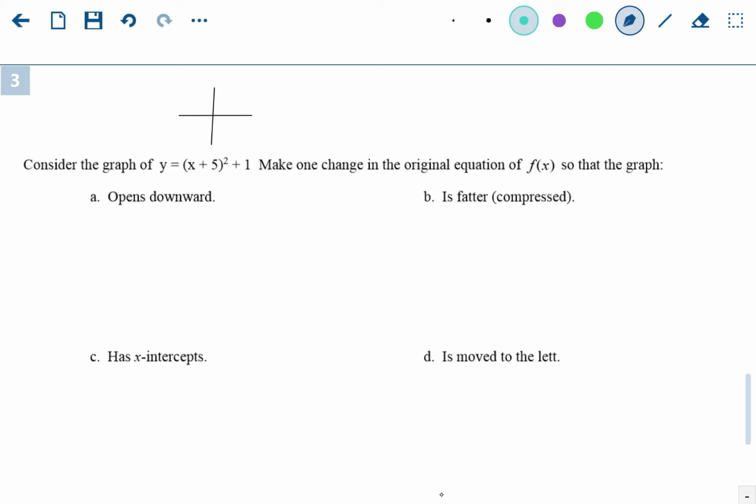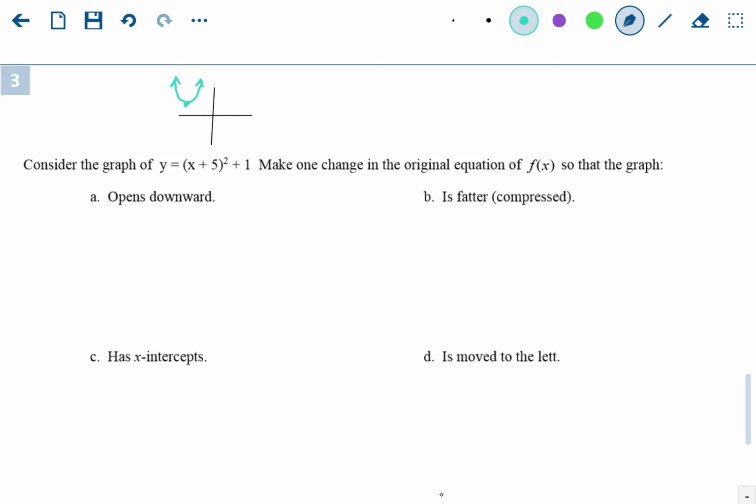We know that the vertex is at negative 5, 1. And again, just a rough sketch. And we know it's a parabola that opens up because the a value is positive. So it looks something like that.